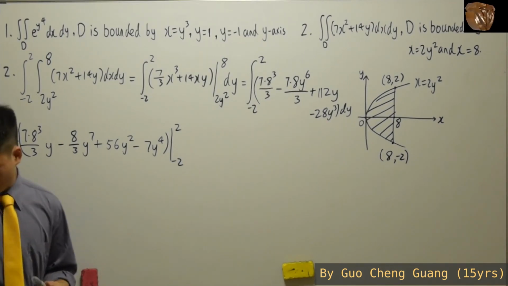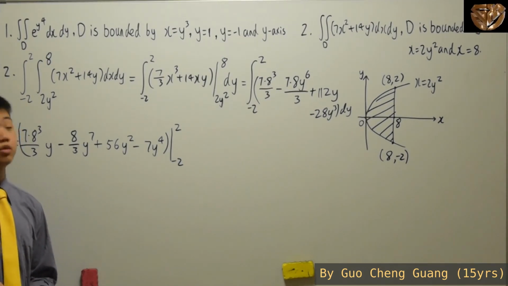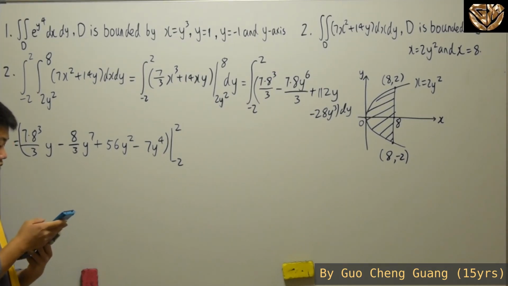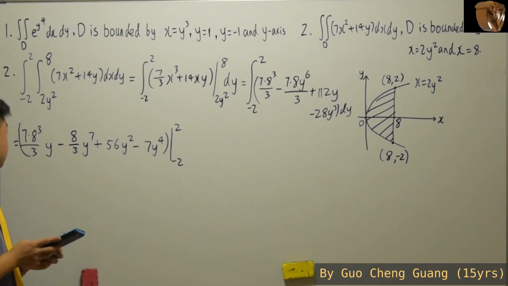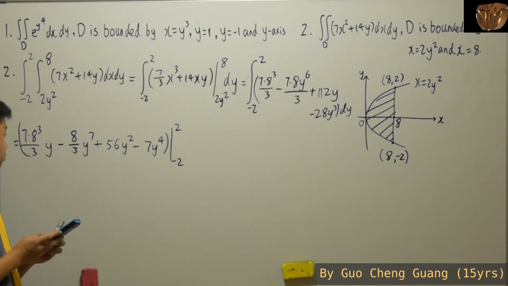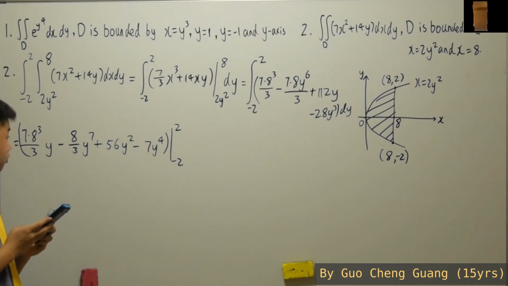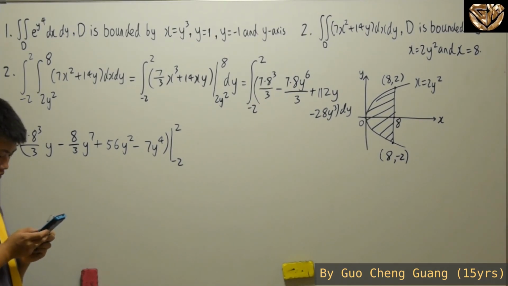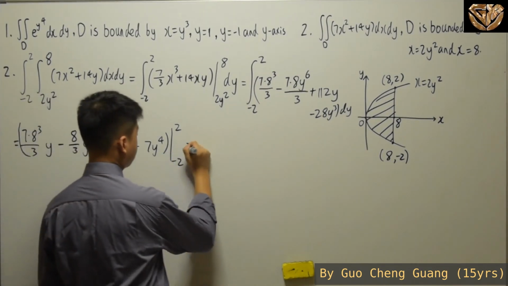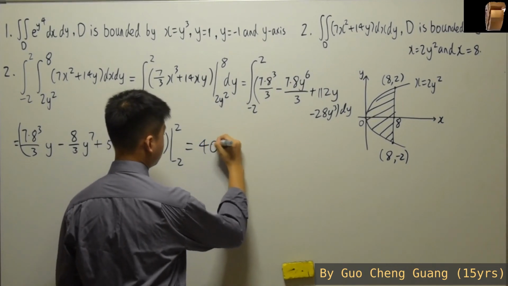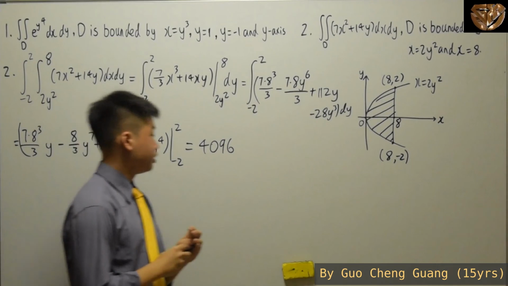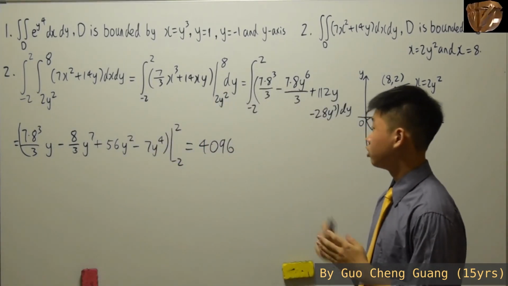So for this part, you can choose to use the calculator to solve it, since there will be quite a bit of process trying to solve it. Alright, so if you got this right, you have the answer of 4096. Alright, so that should be your answer for this question.